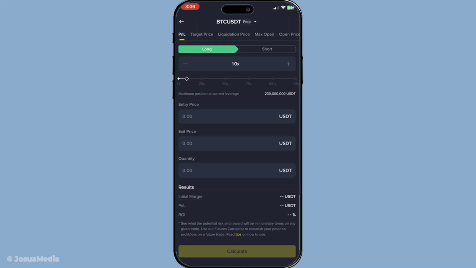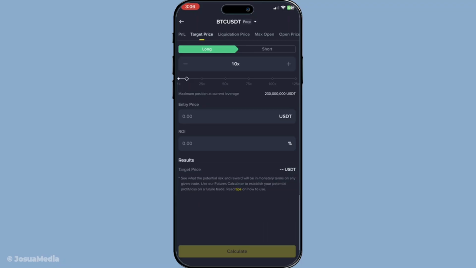Next, we have the target price mode. This is particularly useful when you are planning your trades and want to determine the ideal price point to set your targets. It helps in making informed decisions and setting effective strategies by knowing in advance what price would yield your desired profit.